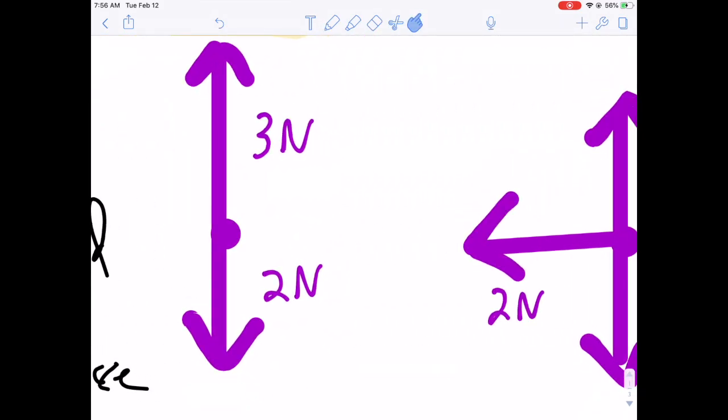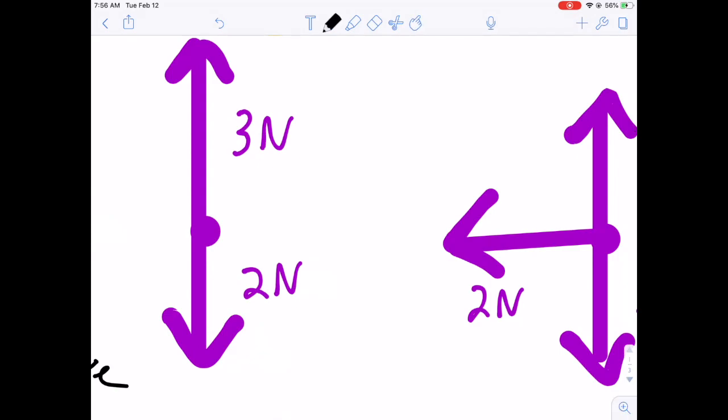But we look at this example. Here's our object, and it experiences a force in the upward direction of 3 newtons and a force in the downward direction of 2 newtons. It appears that there is a difference, so it experiences a net force of 1 newton, 1 newton in the upward direction, which is probably going to be the positive direction.